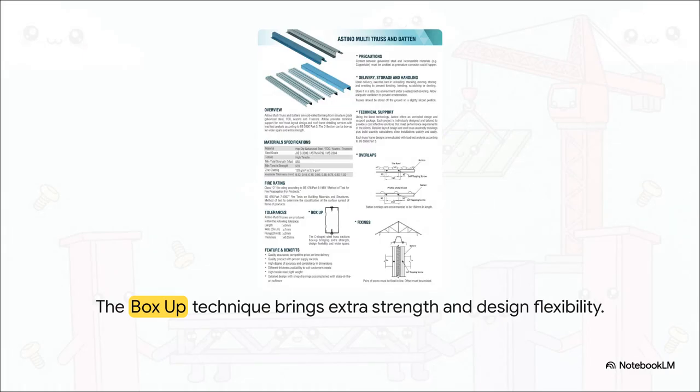If you find yourself needing even more strength from this secondary frame, engineers use a clever technique called the box-up. By taking two C-shaped steel truss sections and fastening them face to face, you create a fully enclosed, rigid box beam. This instantly brings extra strength, tremendous design flexibility, and the necessary stiffness to safely cover much wider spans without adding a ton of excessive weight to the roof structure.